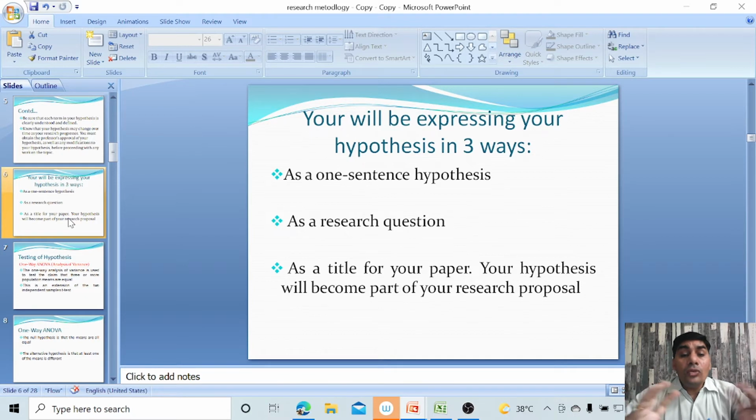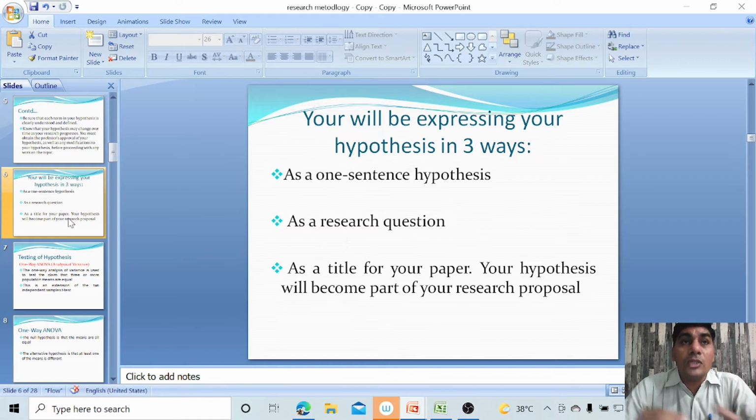Now, how can you express it? You will be expressing your hypothesis in three ways. One, as a one sentence hypothesis. A good hypothesis should be a one sentence hypothesis. Two, as a research question. After designing your hypothesis, it must contain a single sentence question. Three, as a title of your paper.